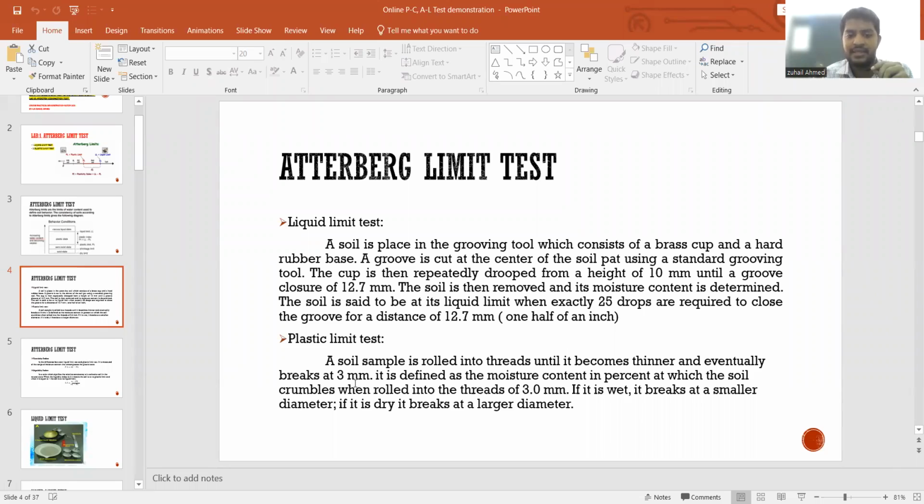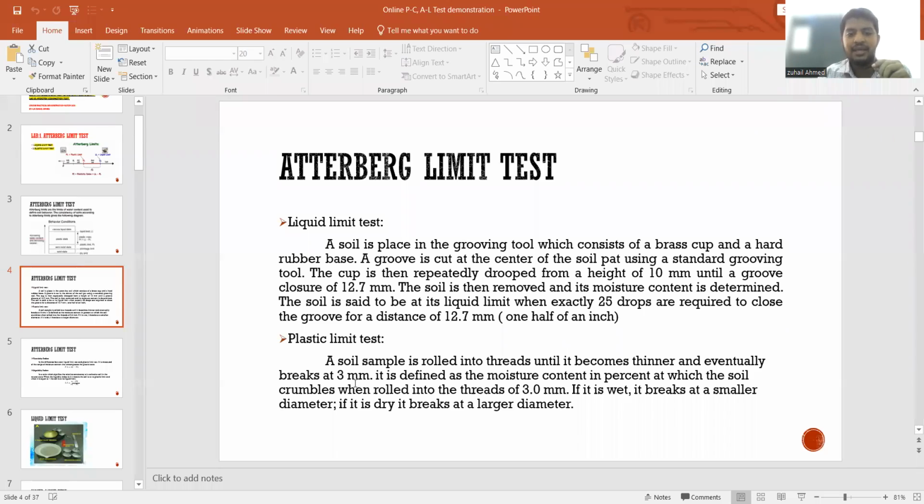You can compare the size when you are rolling. You can keep the standard rod near it and compare the size of the crumbles. When you are rolling using your fingers, the sample should break at 3 millimeter size.